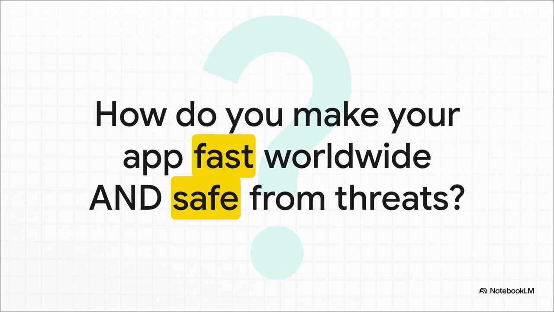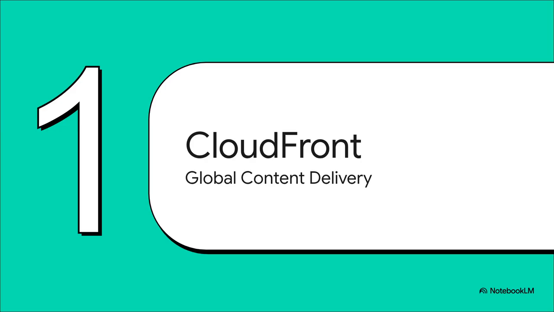This is the big question for pretty much any app out there today. You need that lightning-fast experience for your users, whether they're in Tokyo, London, or Sao Paulo. But at the same time, you've got to build this digital fortress to fend off all the bad stuff online. So how do we actually build it? So, the very first layer of our fortress, it's all about speed.